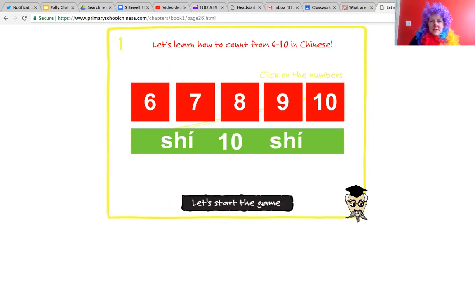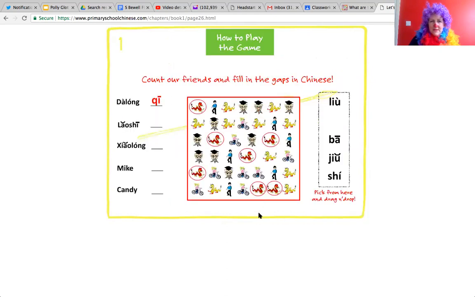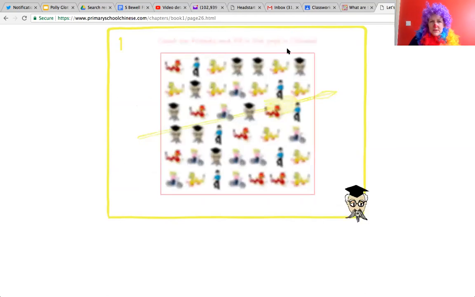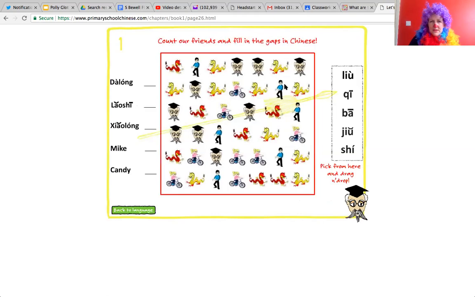Right, let's practice playing the game. Count our friends and fill in the gaps in Chinese. Now then, let's hope that we know who is who. So, Da Long. So, let's go with Lǎoshī. So how many teachers?